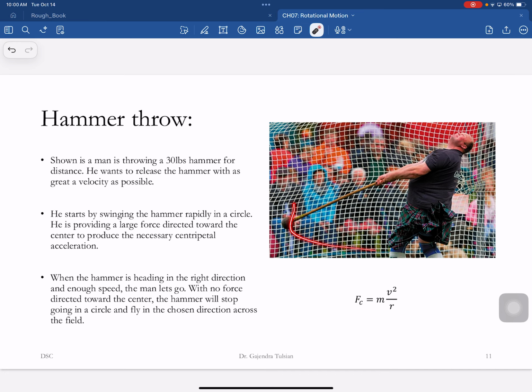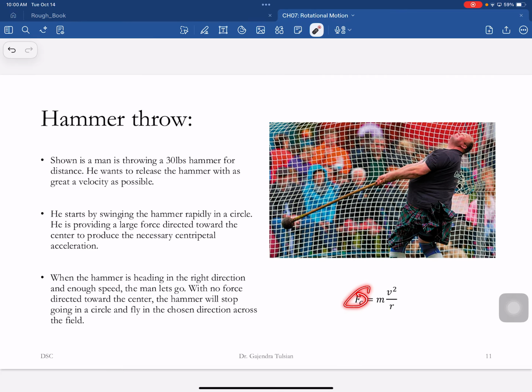So to make it go in a circle, you have to apply a centripetal force. The greater the speed it's going at, the radius is fixed. To make a larger radius, you have to apply a smaller force. You have to be a bigger guy. A bigger guy, a taller guy is more likely to win this thing. All right, so you're swinging it in a circle. You have to apply a centripetal force. You got to be strong.